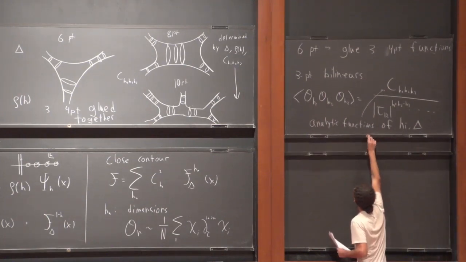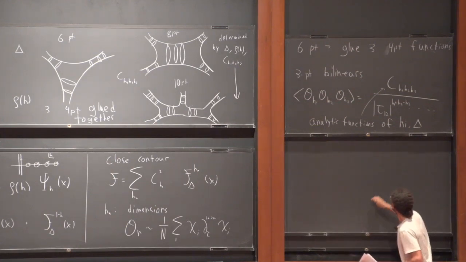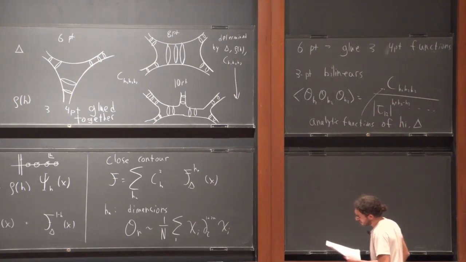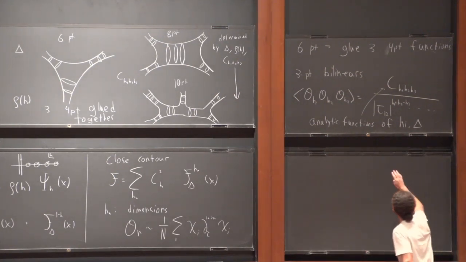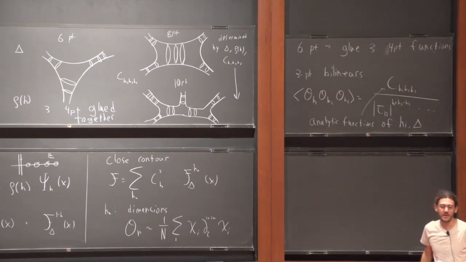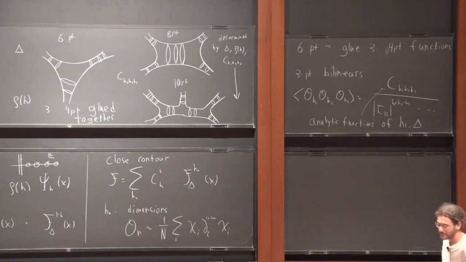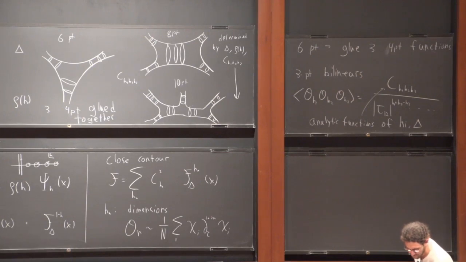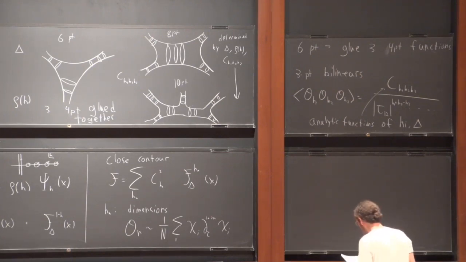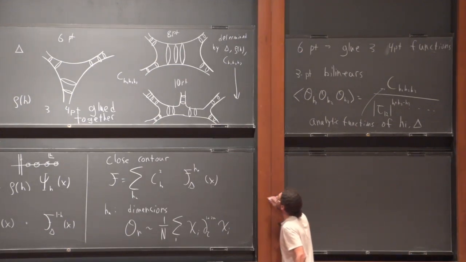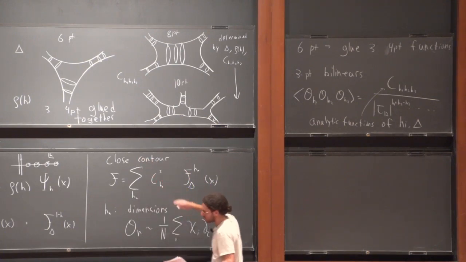In particular, these c's will have poles at very specific locations, which are needed to give the right structure for the higher point functions, which we'll see once I write down the 8-point function. So that was the 6-point function.